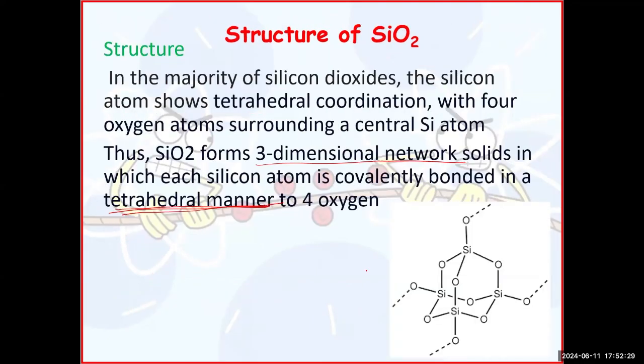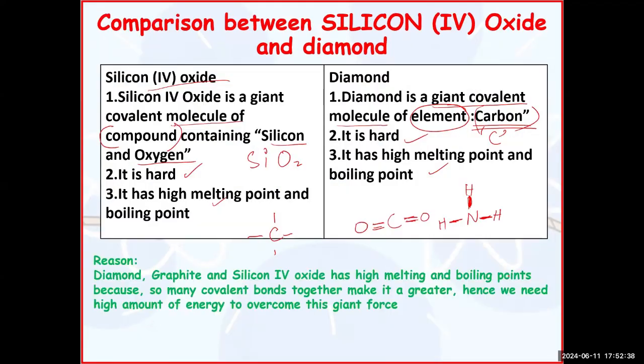But in a giant structure, the number of bonds is unlimited. It continues. You are not able to count these numbers. So many covalent bonds. In fact, in diamond, graphite, and silicon 4 oxide, there are many covalent bonds together. So obviously, it makes a greater force, and we are unable to break this force easily. And that is why we need energy to overcome the force. To overcome means to just melt it, not to break it into its elements, just getting over the force so that it can at least melt.